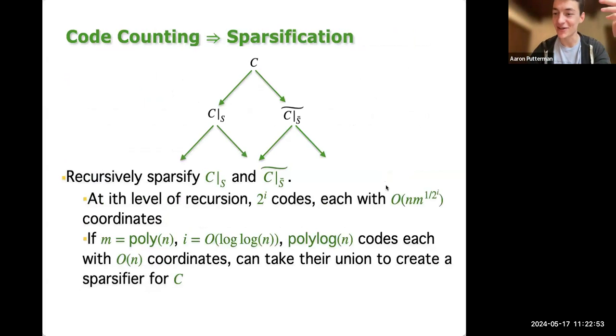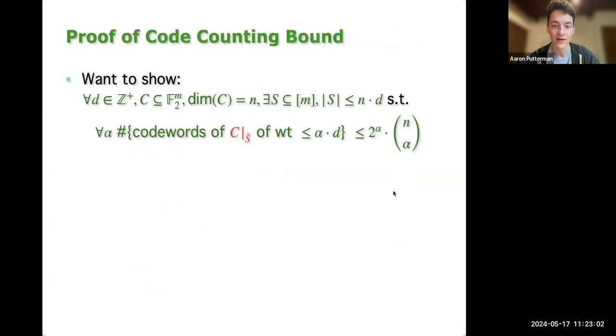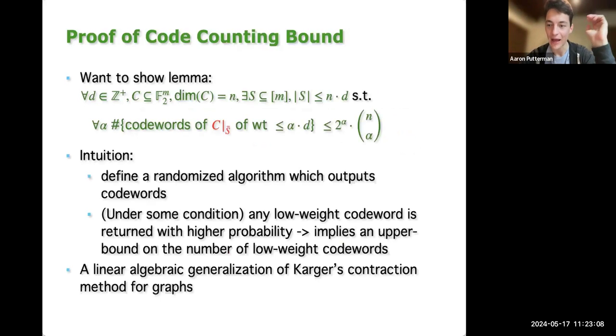Once we have the statement, it's hopefully clear that we can do the exact same procedure that Bencher and Karger had done in their paper. Really, they had done a different procedure, but this is one interpretation of what they had been doing. I won't go into the details of how we can prove this code counting bound, but maybe I'll just give some intuition.